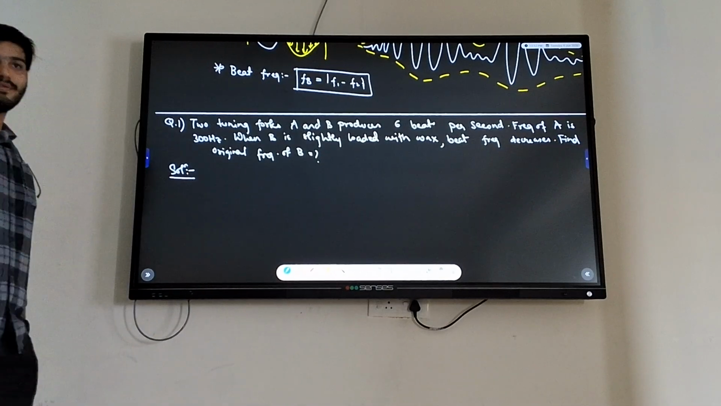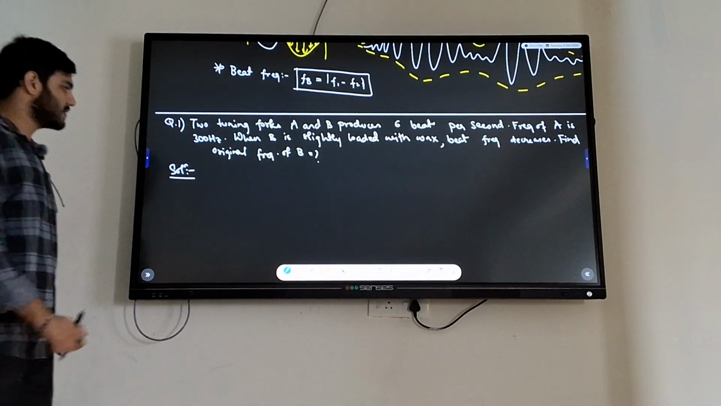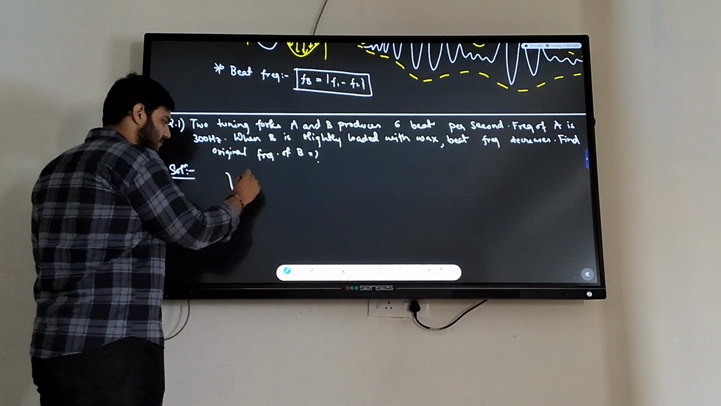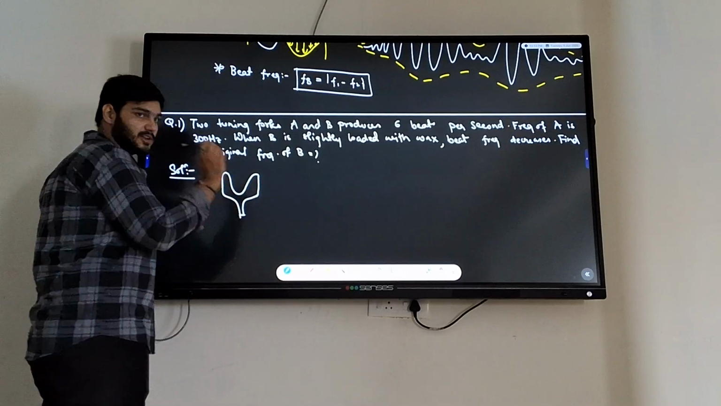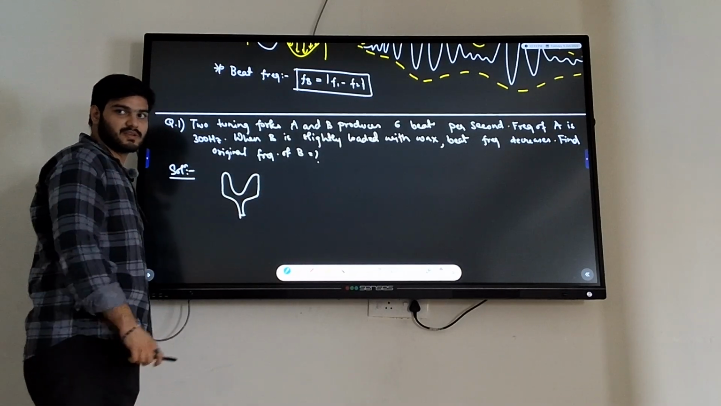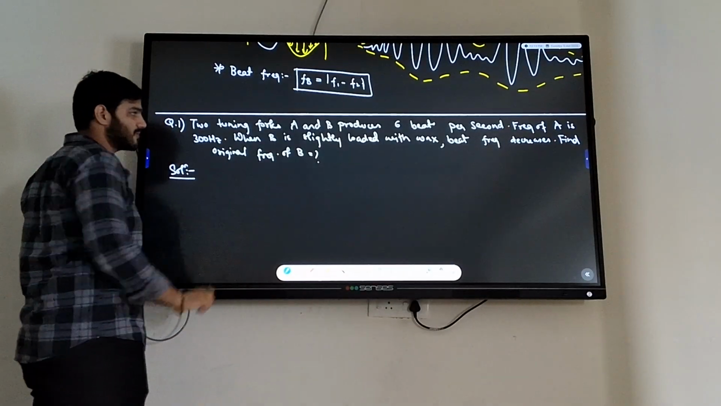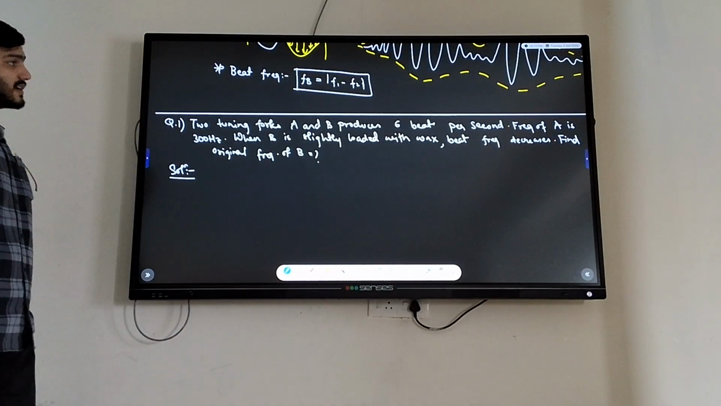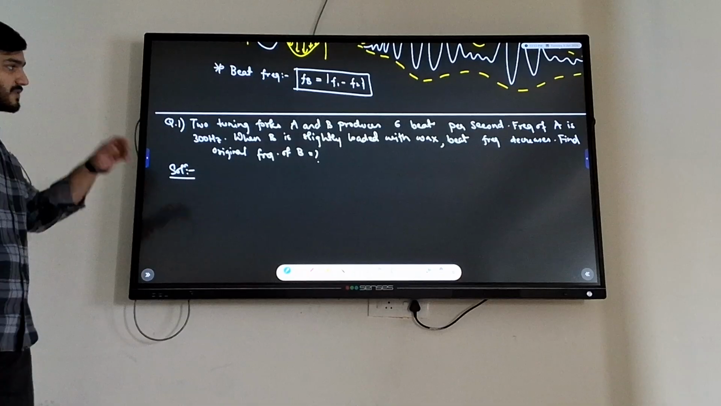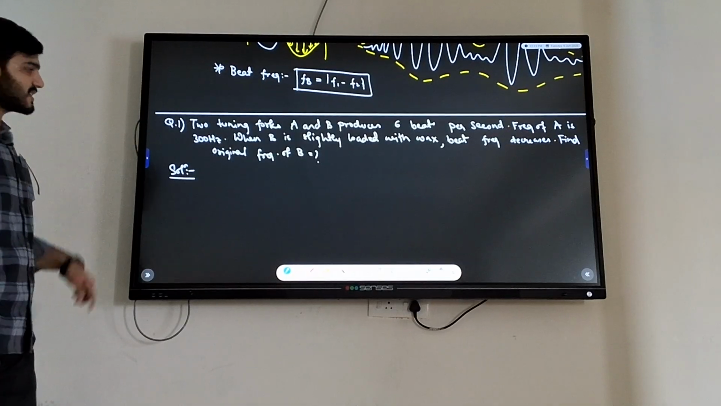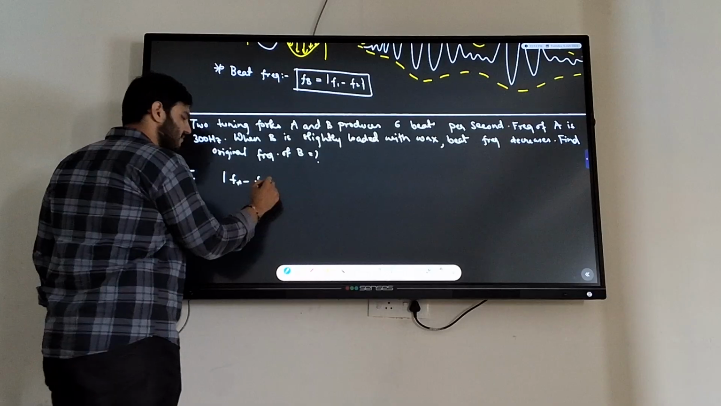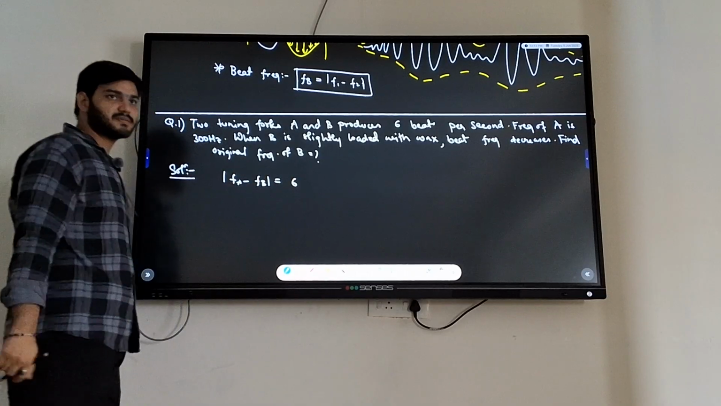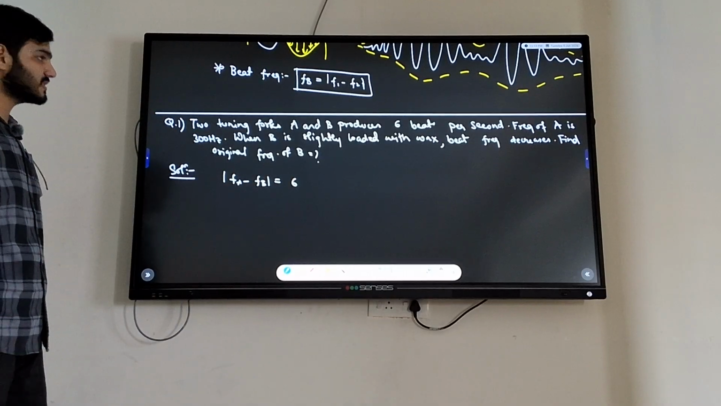You have two tuning forks, and if you don't know tuning forks, so ऐसे U-shaped figure कुछ तो रहता ना, and then you pluck it, then you'll get sound waves, है ना? You have two tuning forks, and they create beats of beat frequency 6 beats per second. So mod of FA minus FB is given to be 6. This is the first bit of information.